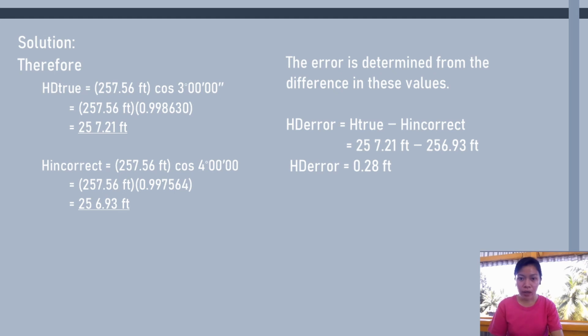Let us find the error. The error is determined from the difference in these values. The formula is: horizontal distance error is equal to horizontal distance true minus horizontal distance incorrect. It is equal to 257.21 feet minus 256.93 feet. So our horizontal distance error is 0.28 feet. So that's all.